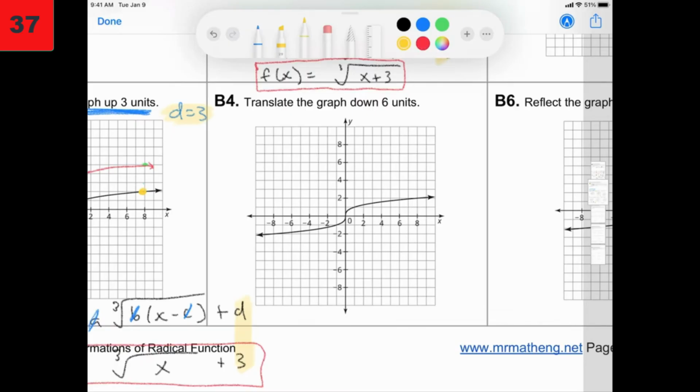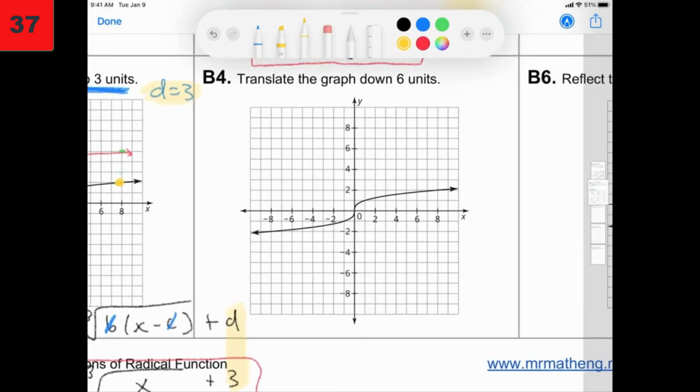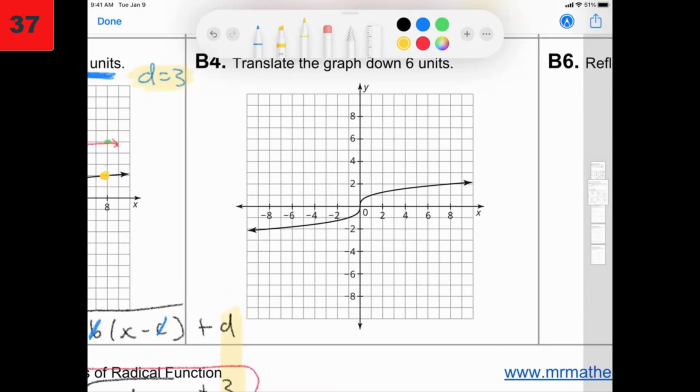It tells us to translate the graph 6 units down. Let's just graph this really quick. I'm going to use reference points. Cube root of negative 8 is negative 2. Cube root of negative 1 is negative 1, 0, 0. Cube root of 1 is 1, and cube root of 8 is 2.